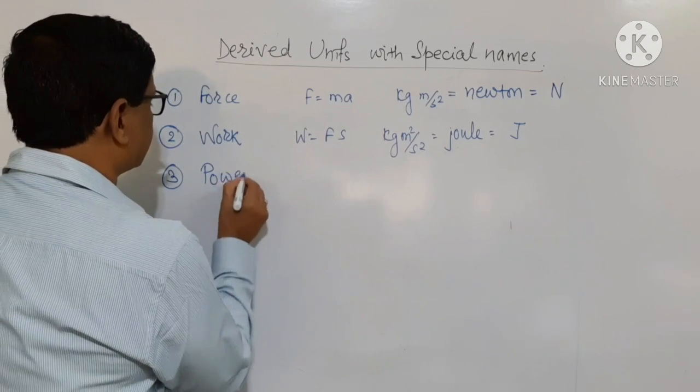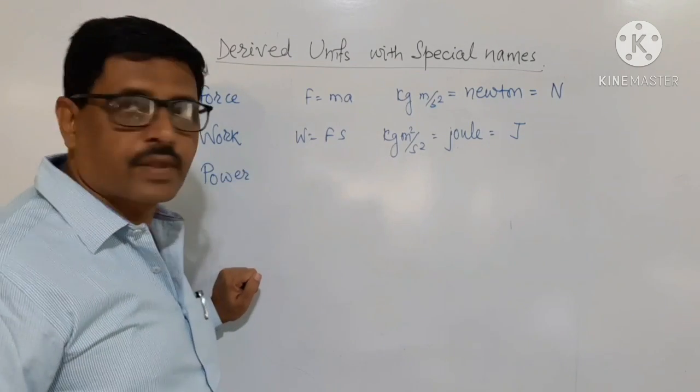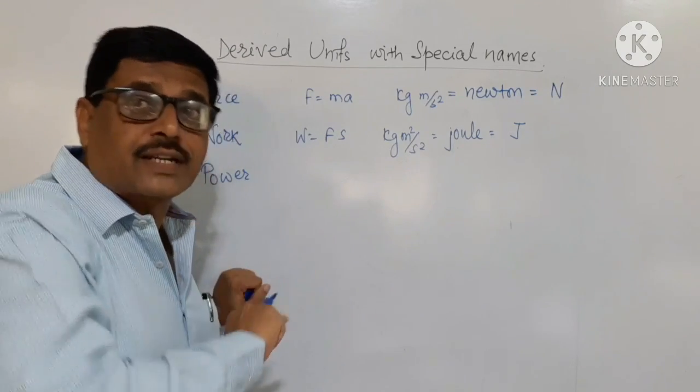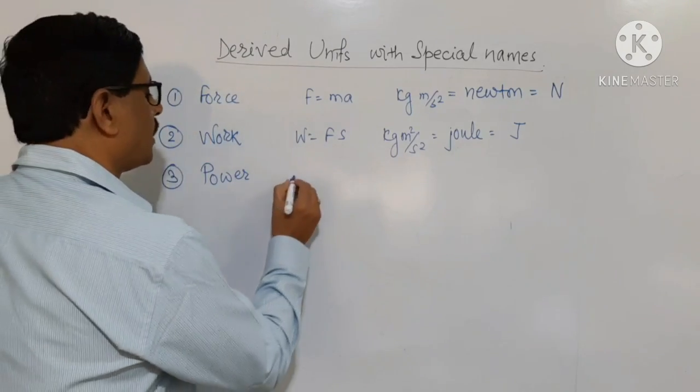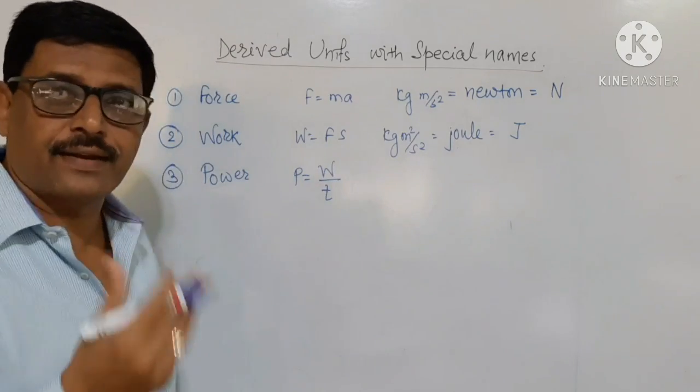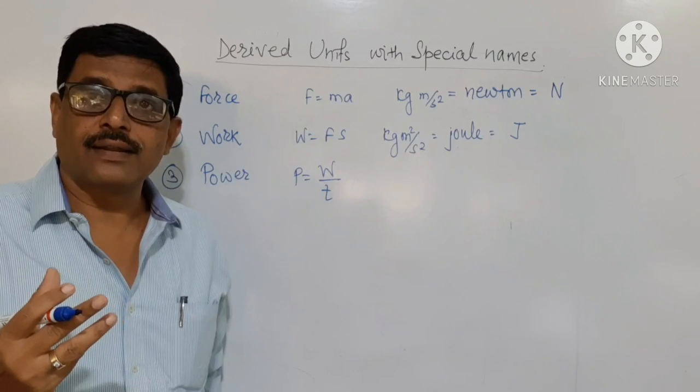Power. What power is? Power is the rate at which work is done. If work is done with greater speed, then we used to say that it's powerful.